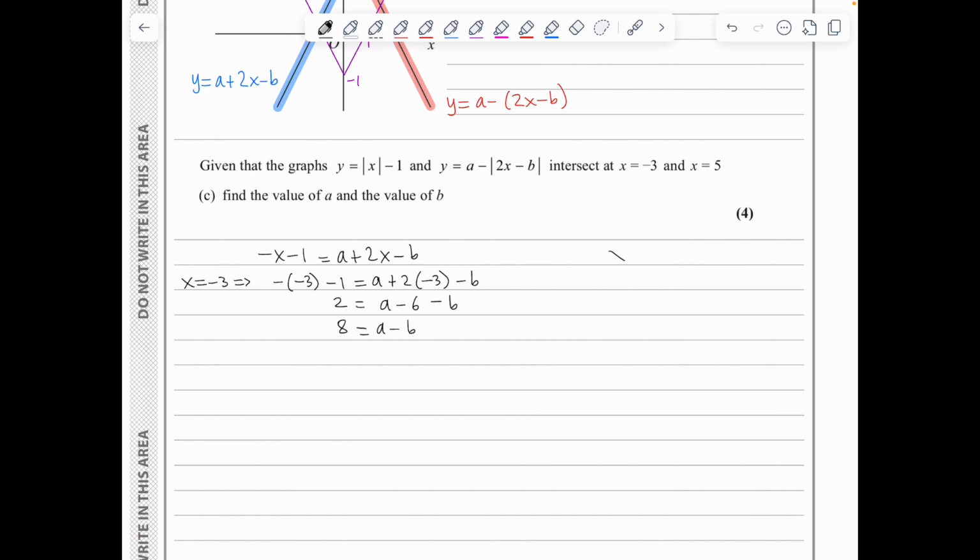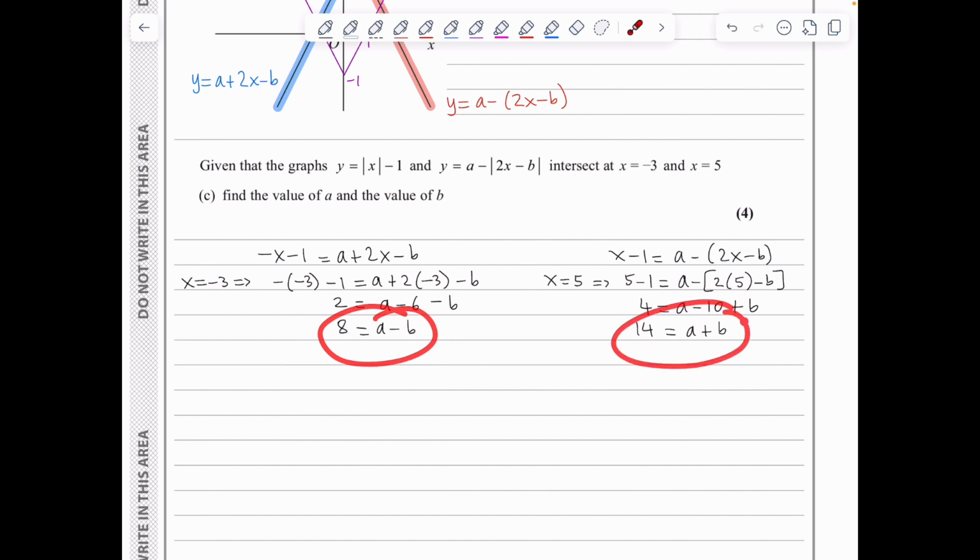And we also have x minus 1 is equal to a minus 2x minus b. I will set x to be 5, so we are looking at 5 minus 1 is a minus 2 times 5 minus b, and therefore 4 is a minus 10 plus b, which leads to 14 is equal to a plus b. So we've got simultaneous equations in a and b.